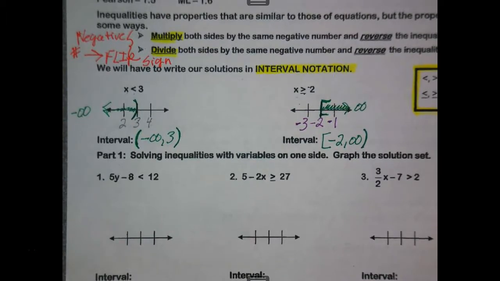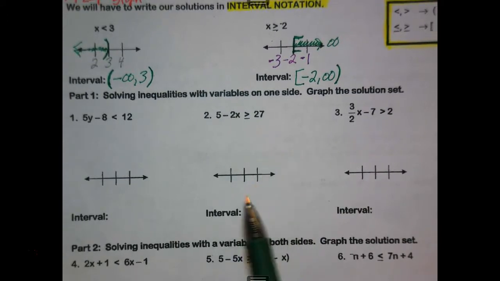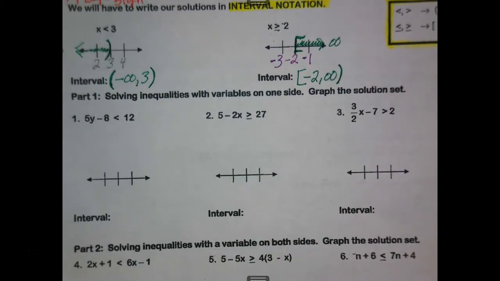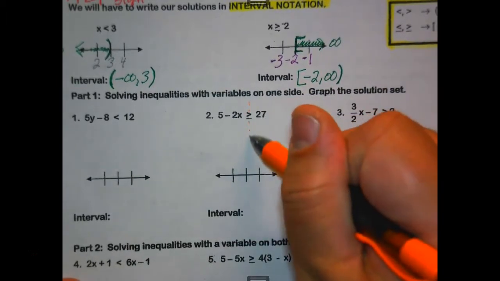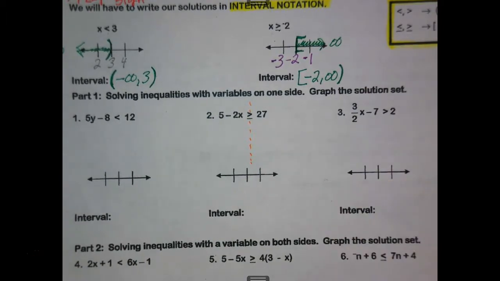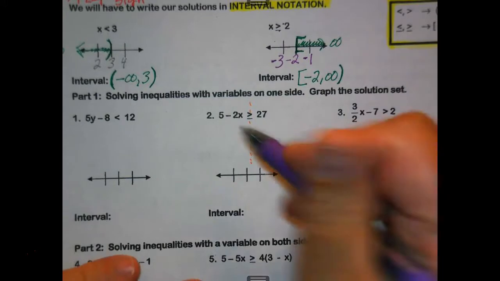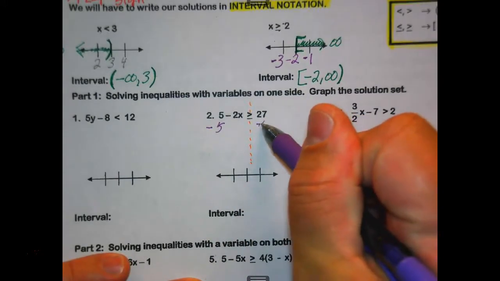Okay. Then we went ahead and solved some of these. Let me just redo number 2. I know we did this yesterday, so hang on, there were some people absent. First, just like an equation, I have to get x by itself. So we subtracted 5 from both sides.